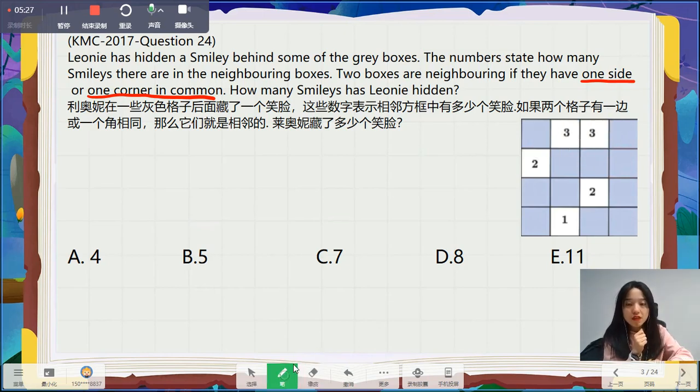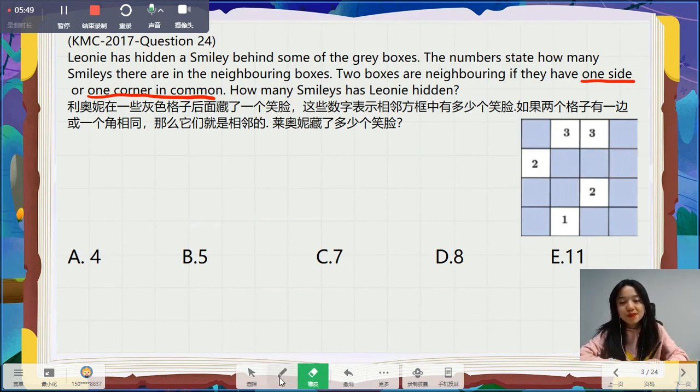Let's see the right three. It has how many neighbors? One, two, three, four neighbors. So it's still a bit hard to decide. And let's see the left three. It has one, two, three neighbors. Just the three neighbors. So they must have smileys.